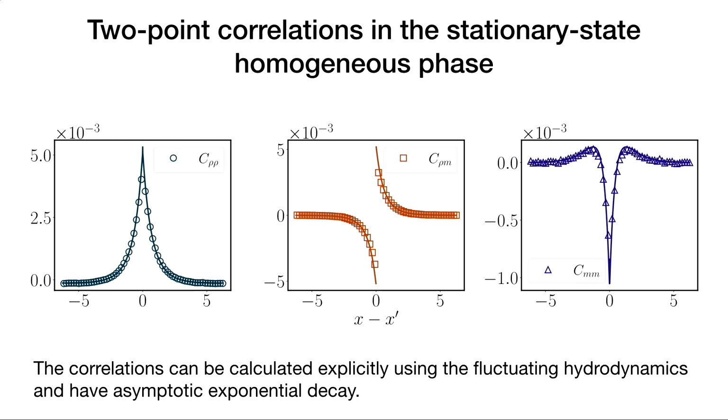You can also compute the two-point correlation function for this model. Starting with the fluctuating hydrodynamics, you compute the two-point correlations between density and density, and polarization and polarization. I have not given you the analytical expression, but in the homogeneous regime you can find this expression exactly. And this basically has exponential decays.